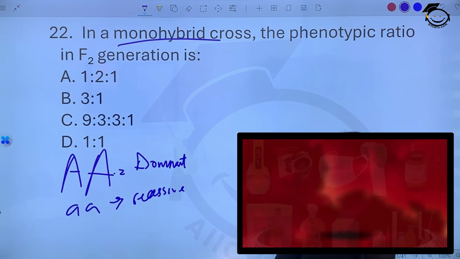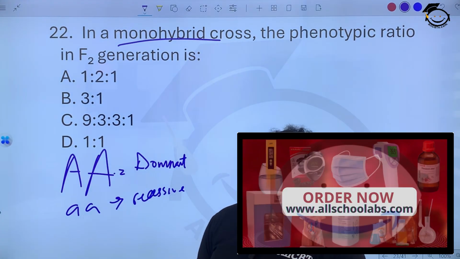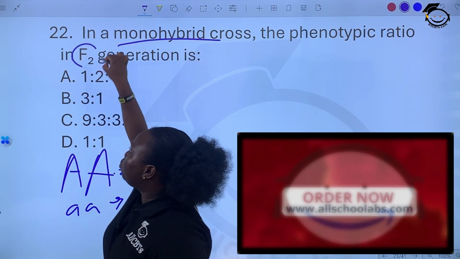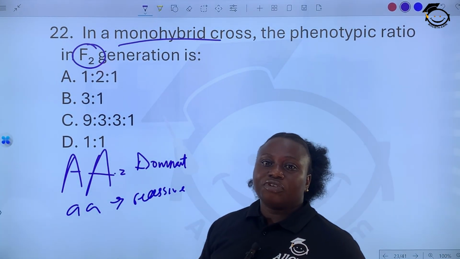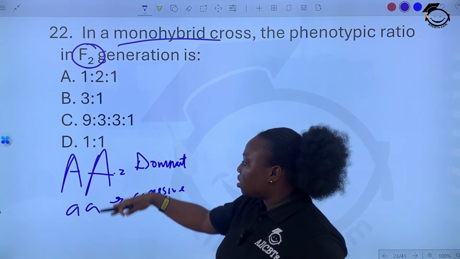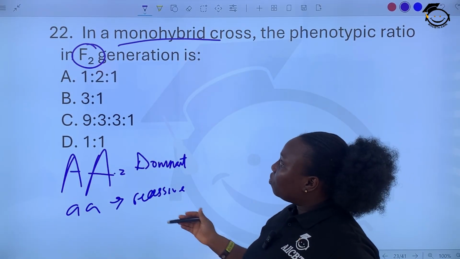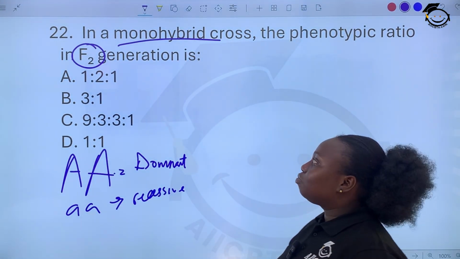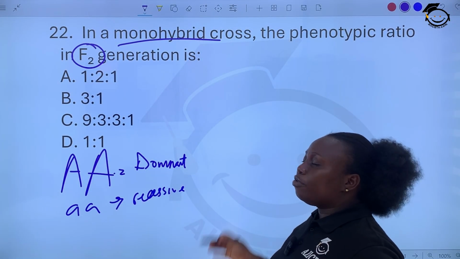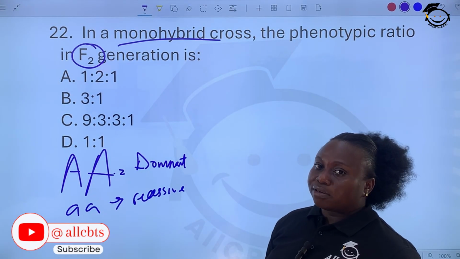Now, we are going to cross this 2 times. Why are we crossing 2 times? Because they are asking for the F2 generation. If they were asking for the F1 generation, we would just cross it once, and after we cross it, that's our answer. But they're asking us for the F2 generation, so we are going to cross the offspring that we saw in F1.